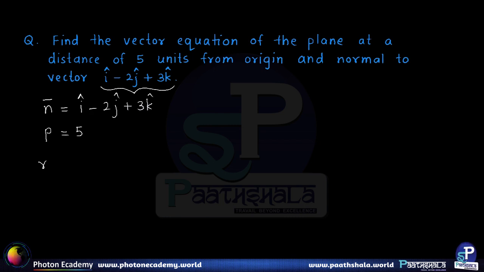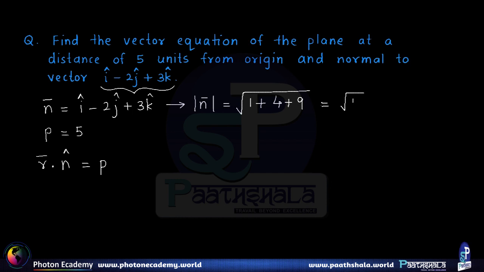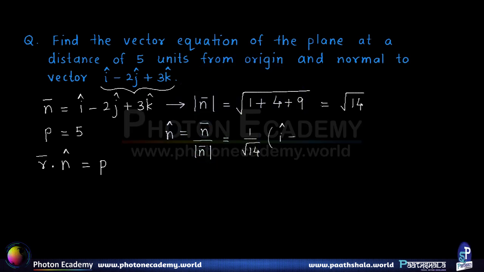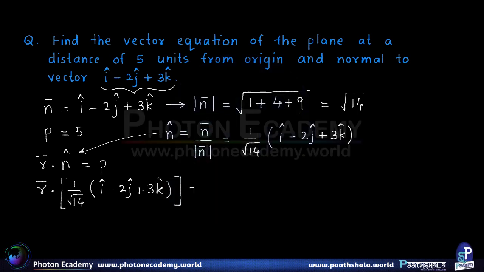Okay. Now as per the normal form, it's given by r bar dot n cap is equal to p. Right? We must have a unit vector here itself. So since n bar is given to us, let us first calculate mod of n bar, that is its magnitude, which turns out to be 1 plus 4 plus 9, that is nothing but root 14, and hence n cap, as we know, is nothing but n bar divided by its magnitude. So that is 1 upon root 14 times i minus 2j plus 3k. And now since we have got n cap, we will substitute in the required equation. So that becomes r bar dot 1 upon root 14 times i cap minus 2j cap plus 3k cap whole equal to p, which is 5.